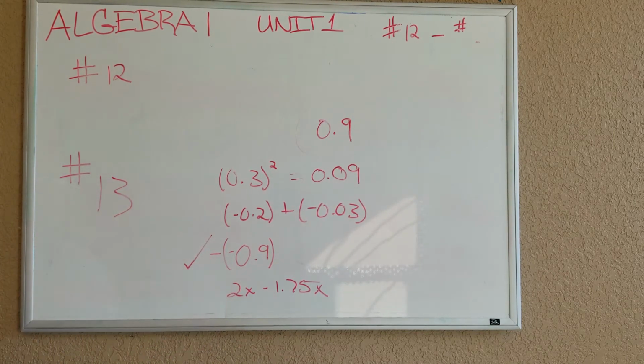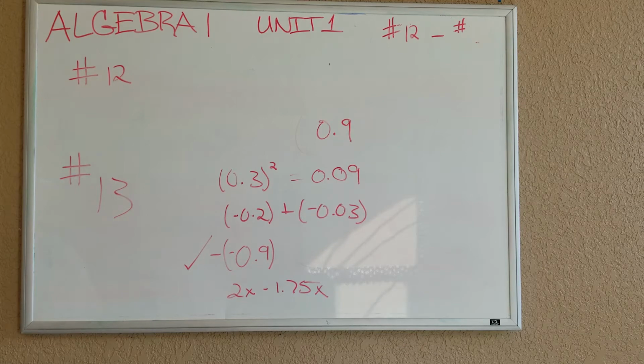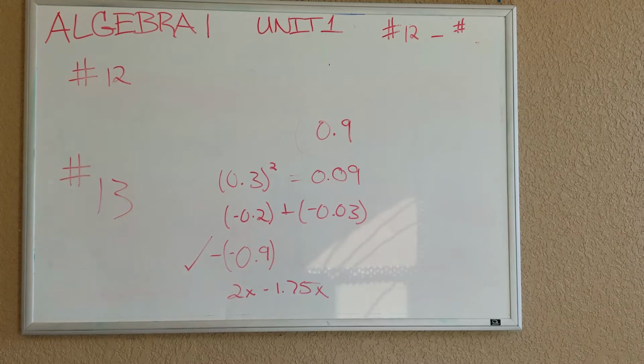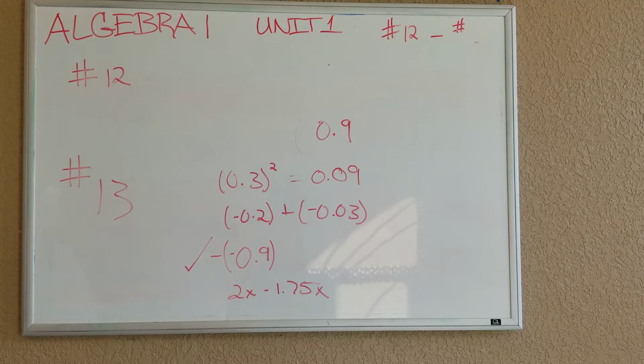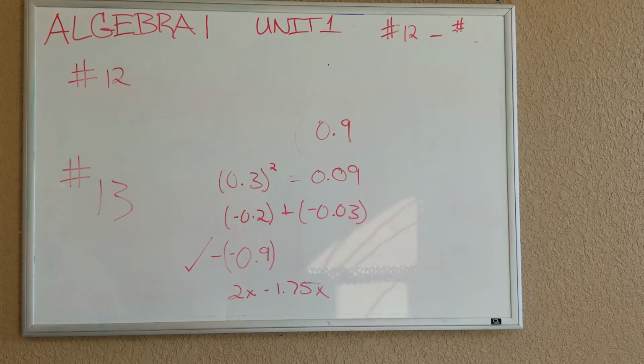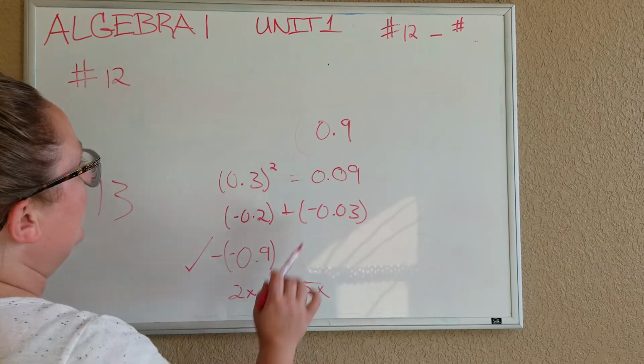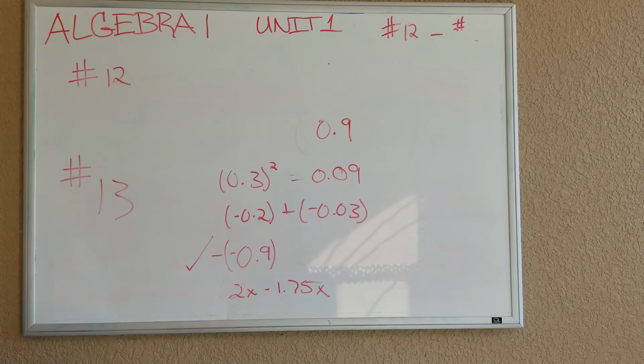And then next, at the bottom, they say 2x minus 1.75x. Since they don't tell us what x is, we cannot even evaluate this. We can't simplify it, so no, it is not equal to that.